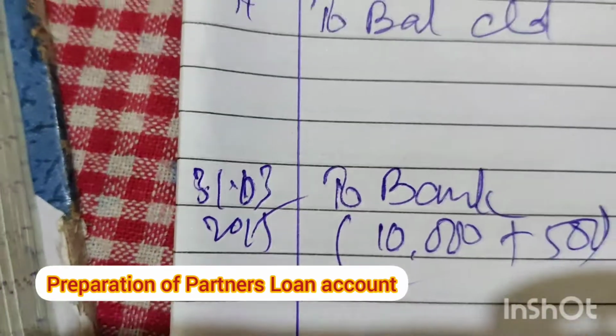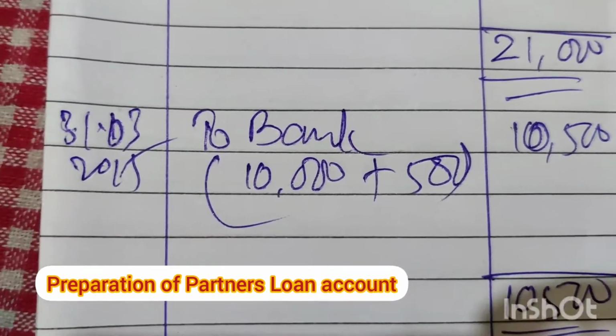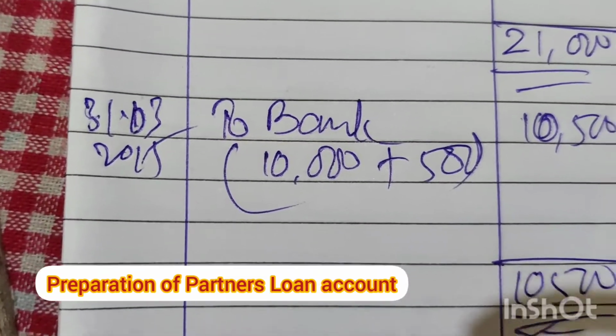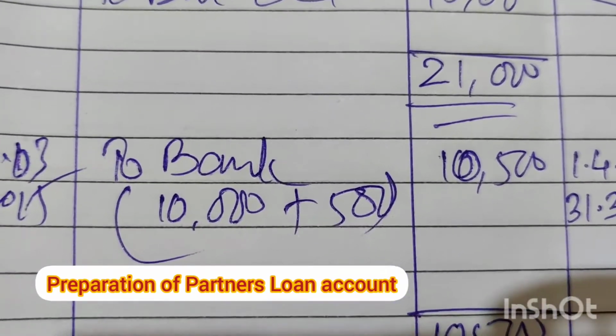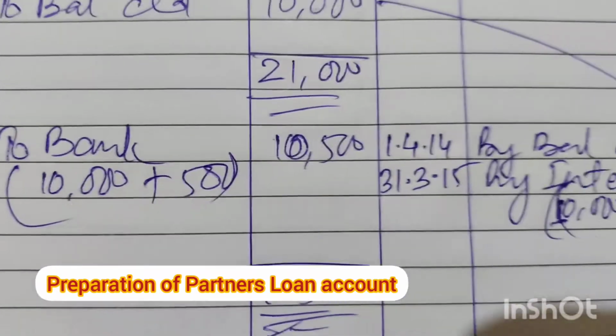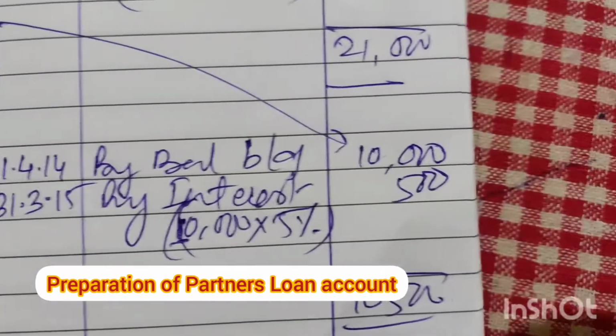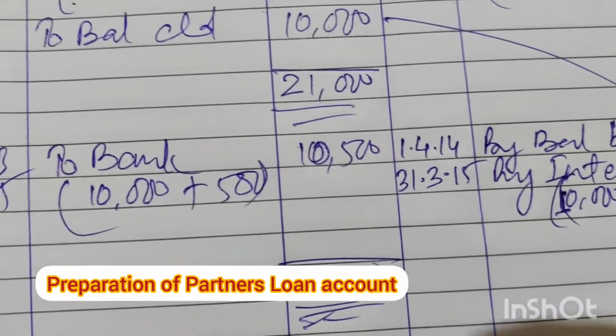On this last date, 31st March 2015, we are paying the installment of 10,000. Every installment is 10,000, a yearly installment, plus we are paying interest of 500. So 10,500 we are paying to the bank account, 10,000 plus 500 interest. So now the payment is 10,500. So the credit side is 10,500 and the debit side is also 10,500. That means there is no balance carried down.